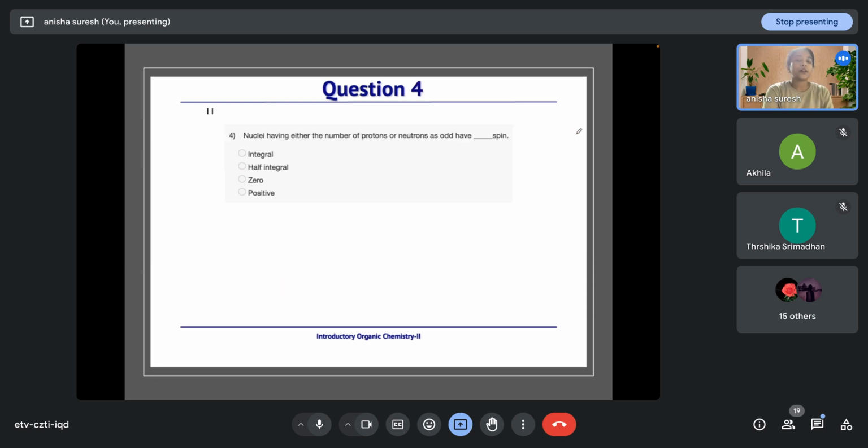Now coming to question number 4. Nuclei having either the number of protons or neutrons as odd have dash spin. It is given that either the number of protons is odd or the number of neutrons is odd. One of these will be odd. So what will be the spin? Is it integral spin, half integral spin, zero or positive spin?